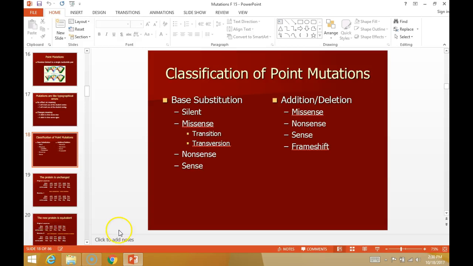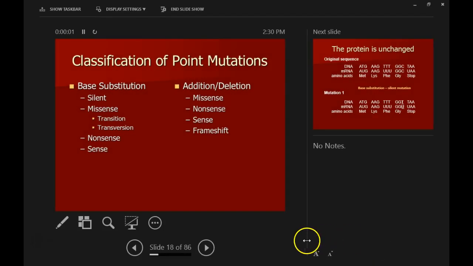Now, last time we were looking at how point mutations are classified. And so I'm going to give you some examples about their classification and how that works. So we're talking about the three major types. We've got base substitutions, where we have an incorrect base substituted for a correct one. We have what's called an addition, which simply is an insertion of a base or a couple bases. And then what's called a deletion, which is the removal of a base or a couple of bases.